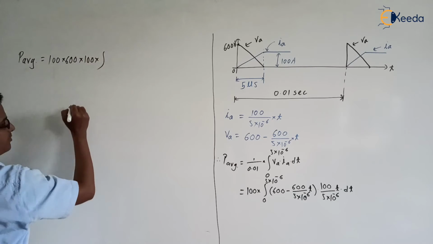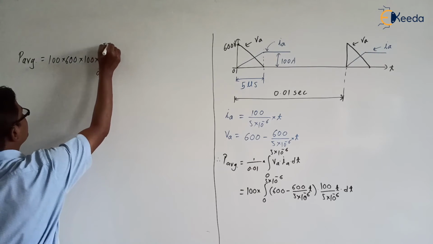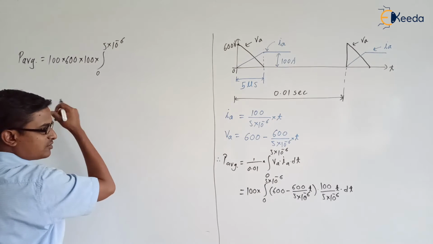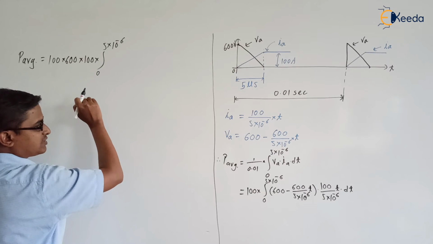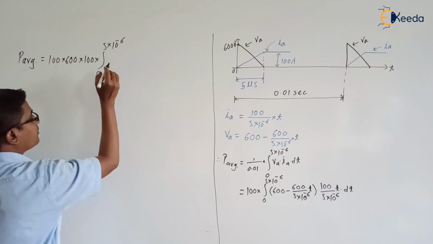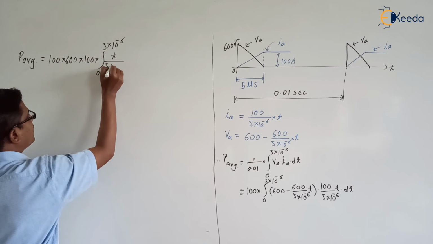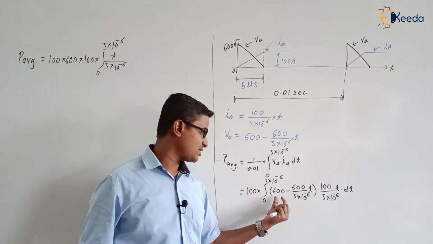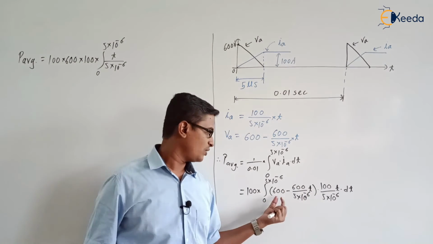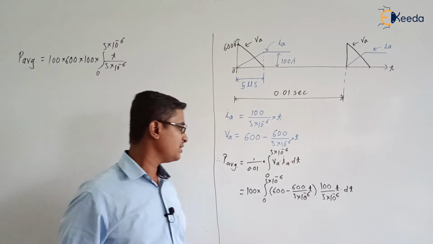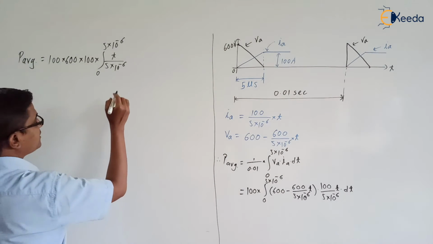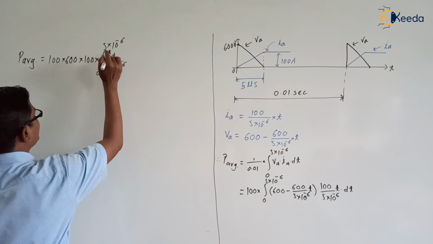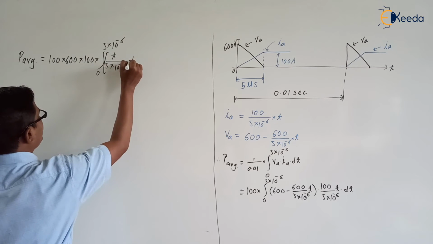Okay, this can be written as the integration from 0 to 5 into 10 to the power minus 6. So it will be 1 minus t upon 5 into 10 to the power minus 6. I have taken 600 common, so it is like 1 minus 1 by this term, into 1 into this term, so t upon 5 into 10 to the power minus 6. We had better put a bracket here, into dt.